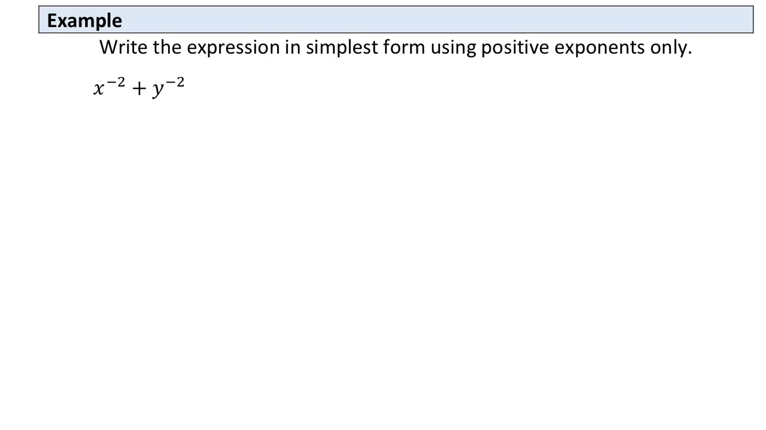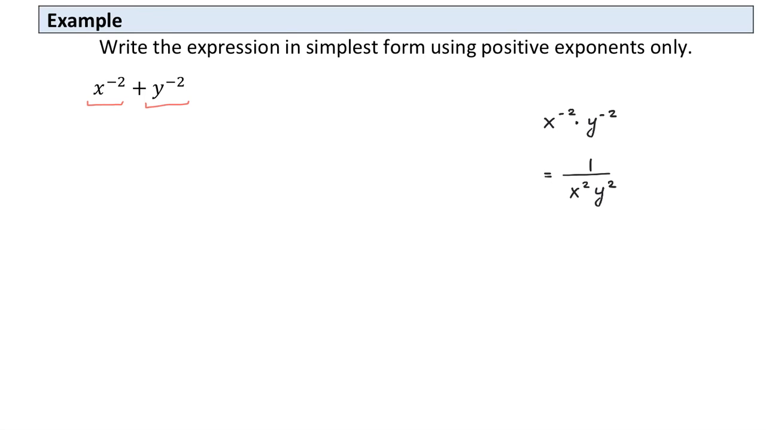In this example, we will simplify x to the power of negative 2 plus y to the power of negative 2. Now, if this would be a product of x to negative 2 and y to negative 2, then I would just move both x and y down and make their exponents positive, and I would be done. But in this example, I don't have a product. Instead, I have a sum. Therefore, we need to work on each of these terms individually.